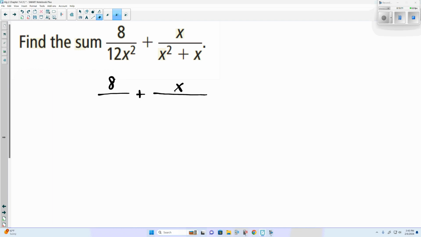Find the sum of 8 over 12x squared plus x over x squared plus x. Again, we need to factor the denominators first. 12x squared, well, that's as simplified as it gets. X squared plus x, can we factor it? It has the greatest common factor of x. So we can factor an x out of both x squared and x, yes?